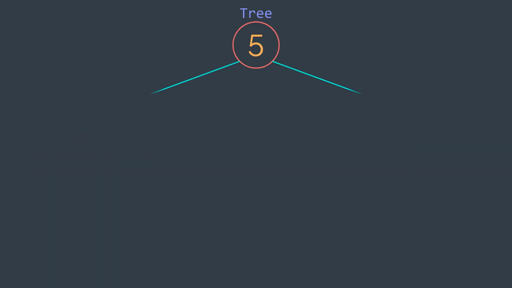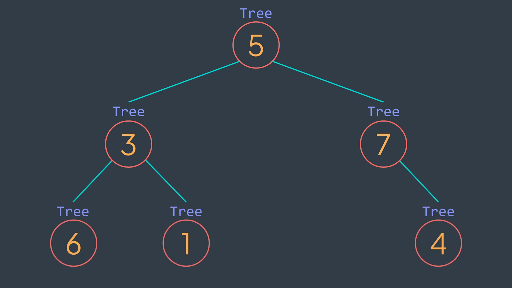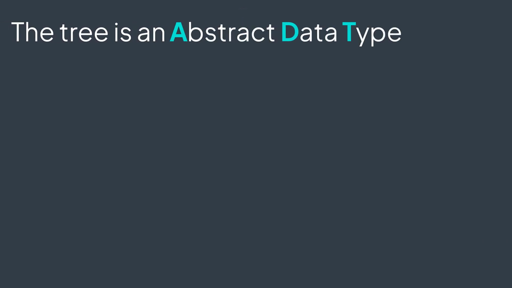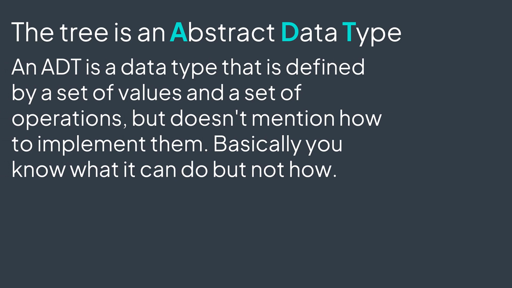A tree is just an entity that has some other trees as its children, which also recursively have other trees as their children, and so on. And this definition says nothing about how to implement it, which is the reason why we may have multiple ways to do so. It's what makes a tree an ADT, abstract data type. An ADT is a data type that is defined by a set of values and a set of operations, but doesn't mention how to implement them. Basically, you know what it can do, but not how. Which is the case with a tree.